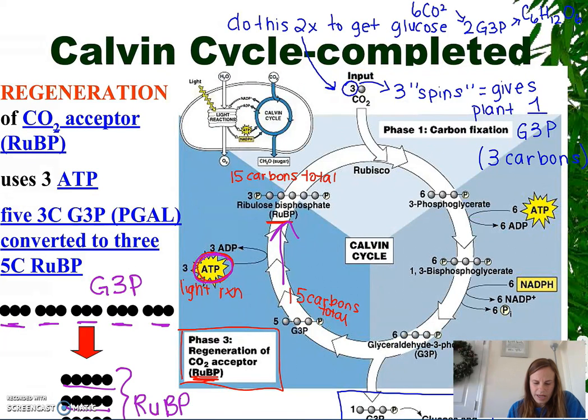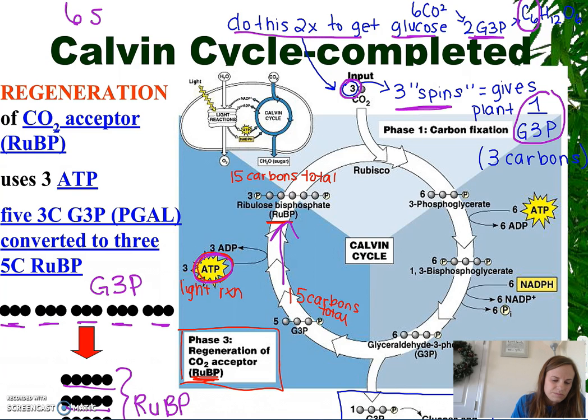So I just want to point something out. There are 3 carbon dioxides used during the Calvin cycle. That means this cycle is going to spin 3 times. But that only gives me 1 G3P, which is a 3-carbon sugar. Remember that glucose is a 6-carbon sugar. So in order to get those 6 carbons, I would need 2 G3Ps. In order to get those 2 G3Ps, I have to do this 2 times, which means that 6 spins is how I'm going to make my glucose.